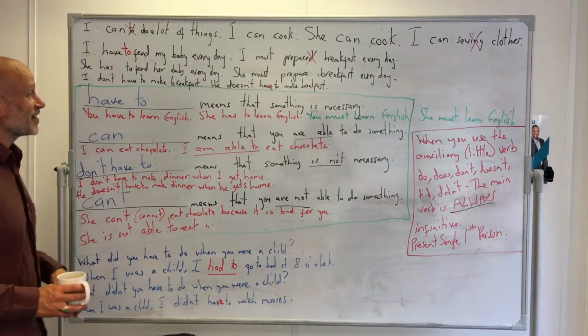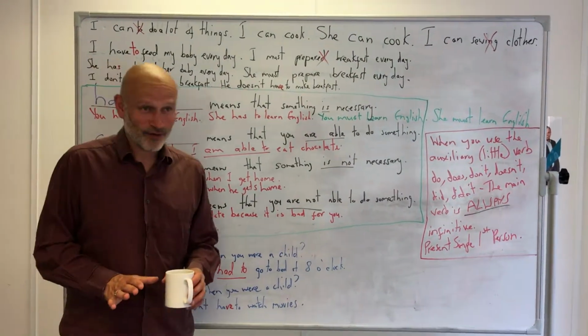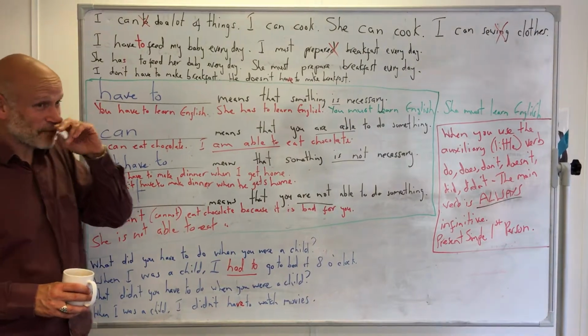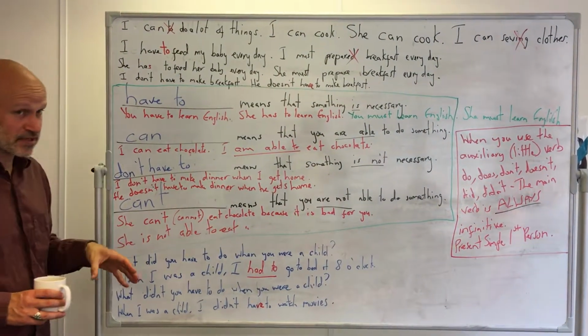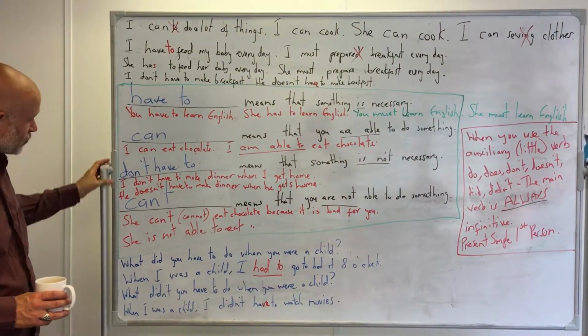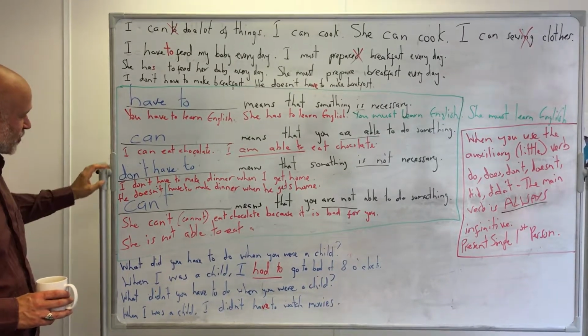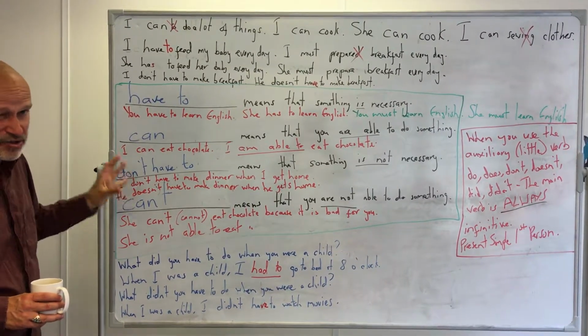Okay, good. So, wow. We've been adding to our learning in the pre-intermediate group. We've been learning these four different things: have to, don't have to, can and can't. And so much has come up here.